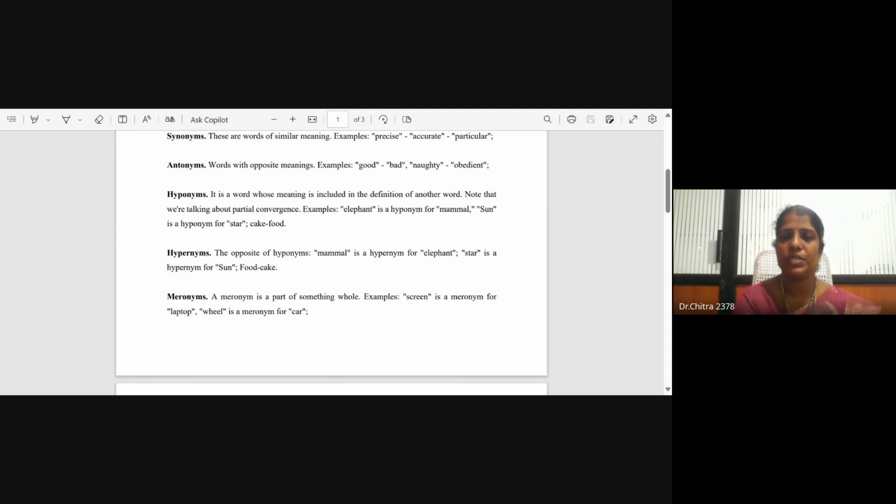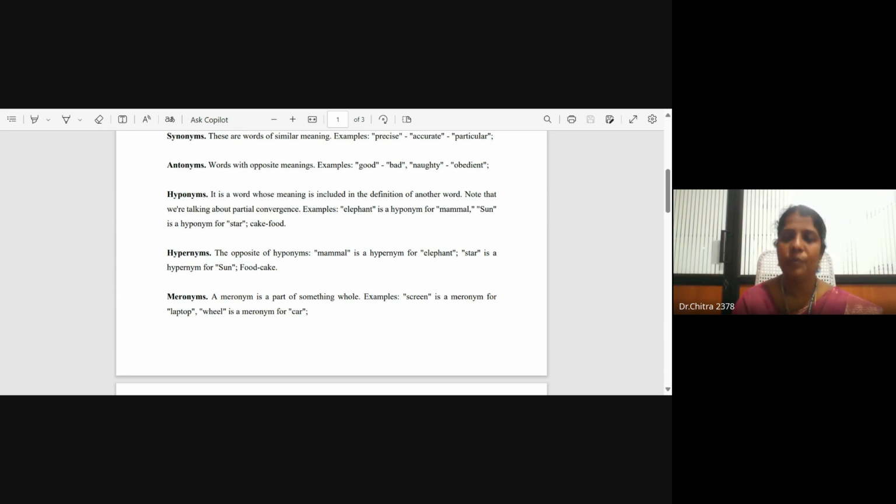Okay, subgroup, subcategory. Similarly, we know that sun is one of the stars, so sun is the hyponym of star. In the same manner, consider cake. Cake is one of the foods, so cake is a hyponym. That means cake comes under the category of food. In the same manner, you can try grapes. Grapes is a hyponym of fruit. The next categorization is hypernyms.